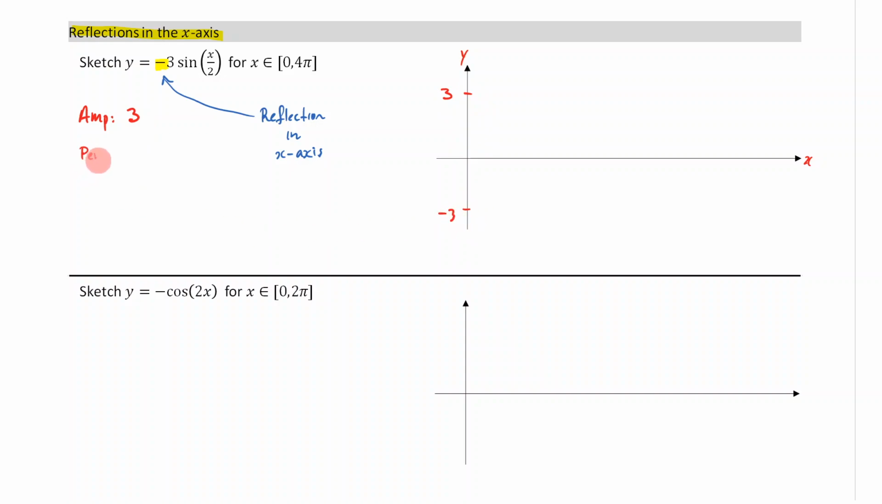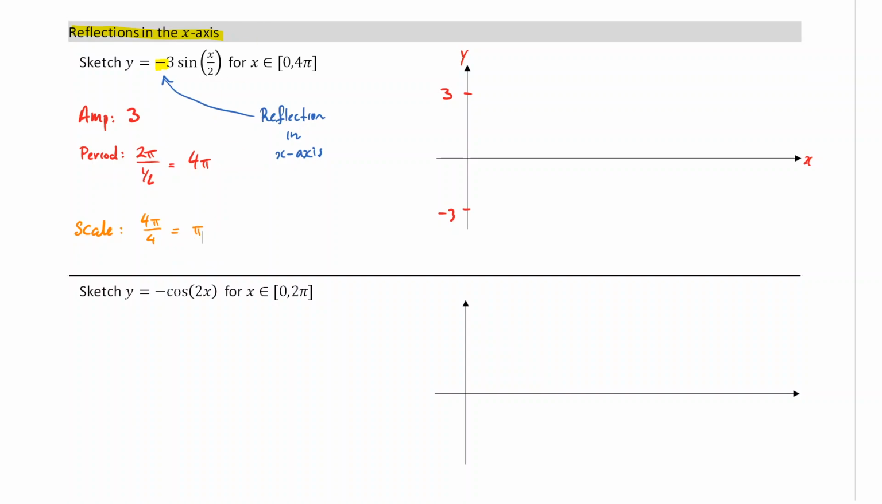The period is found by going 2 pi over the coefficient, in this case of x, which is a half. How many times does a half go into 2? It goes in 4 times. So my period will be 4 pi. It's also a good idea to find what the scale is going to be. Remember, you find the scale by taking the period and dividing it by 4. So it's going to be pi.